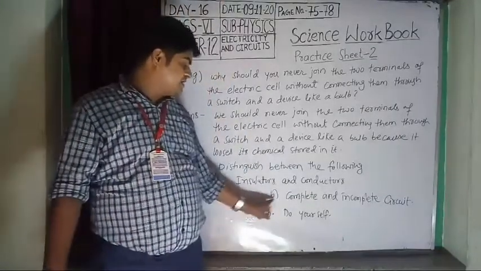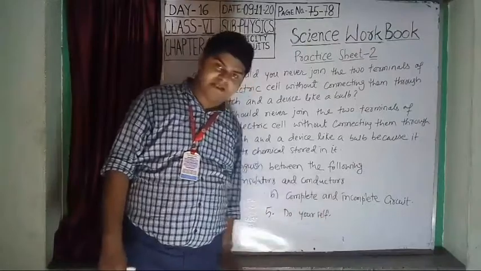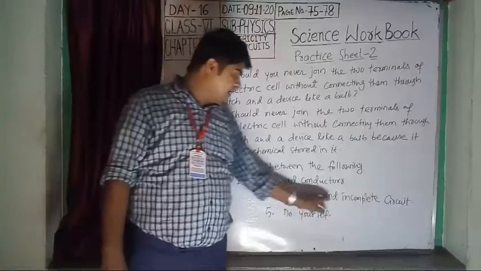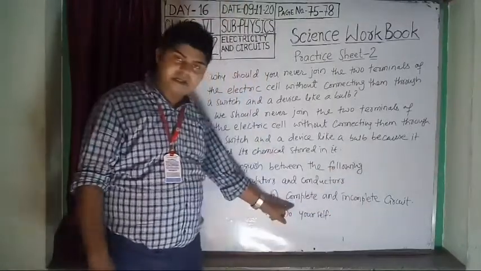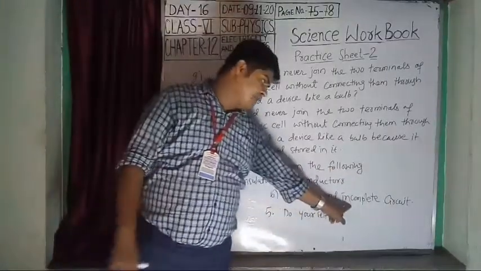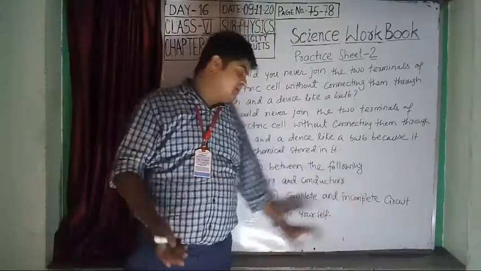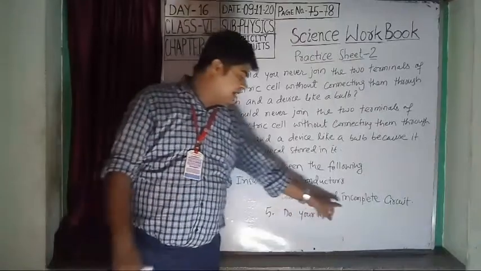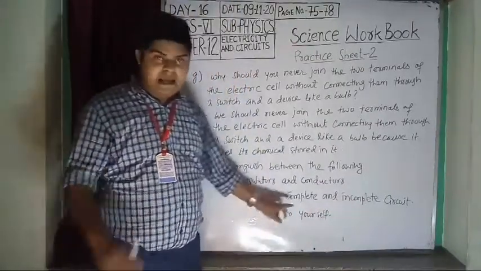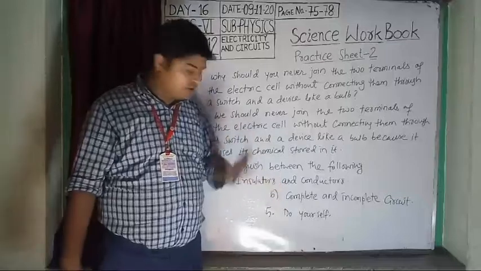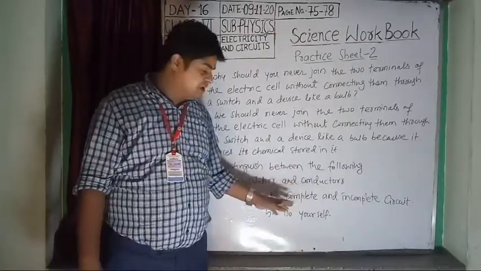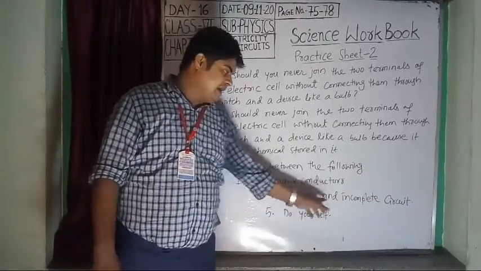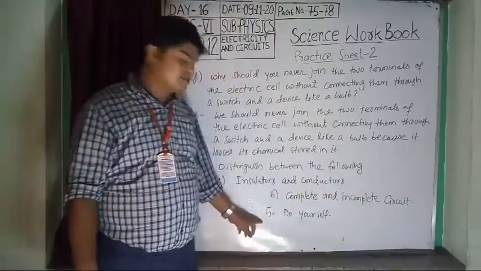Question B is complete and incomplete circuit. That means you will differentiate between complete and incomplete circuit. Complete circuit means closed circuit and incomplete circuit means open circuit. I have already taught you about closed and open circuit, so you will differentiate between complete and incomplete circuit by yourself.